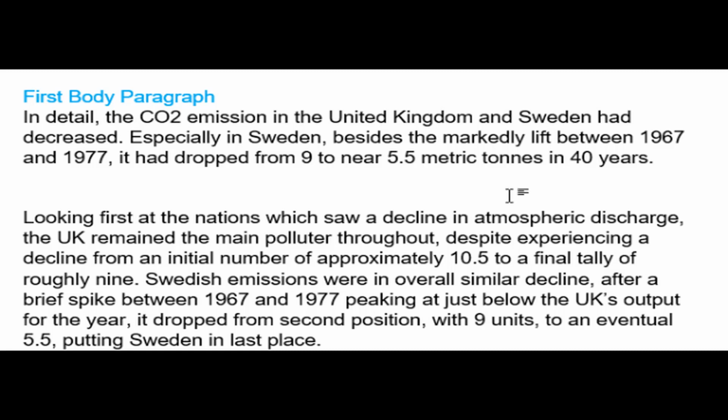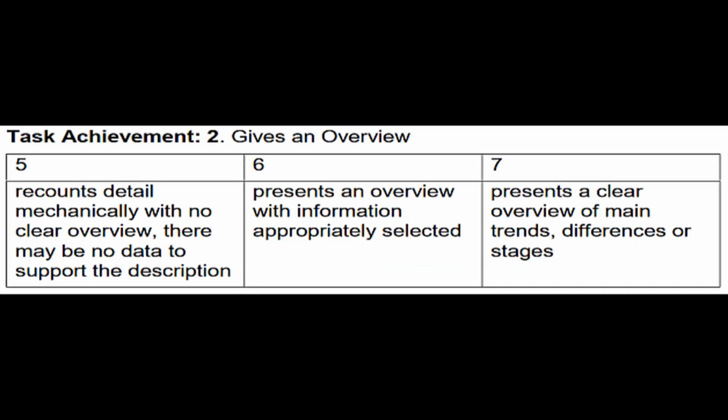Bit short. There is no data to describe the UK. We've got some data to describe Sweden. We've got 9 and 5.5. Nothing for the UK. Is that a problem? Yes, it's a problem. There may be no data to support the description. You're writing about the UK, but not giving data to support what you write. Meaning, again, your score is going to be limited to a 5.